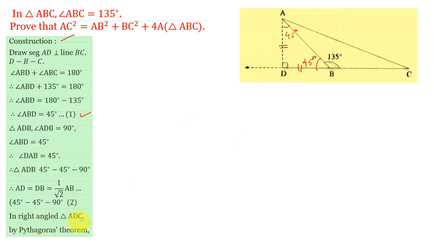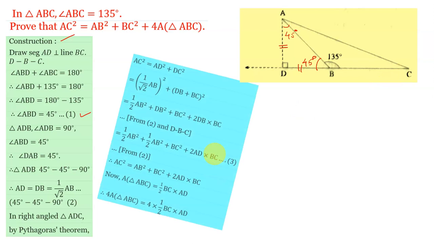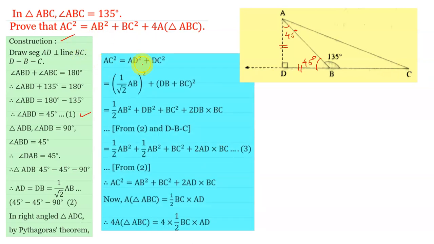Now in triangle ADC, by the Pythagoras theorem, AC square is equal to AD square plus DC square. This is the most important, because what we have to prove is AC square. Now the AD square: we express AD in terms of AB. AD means what? 1 upon root 2 AB, square.